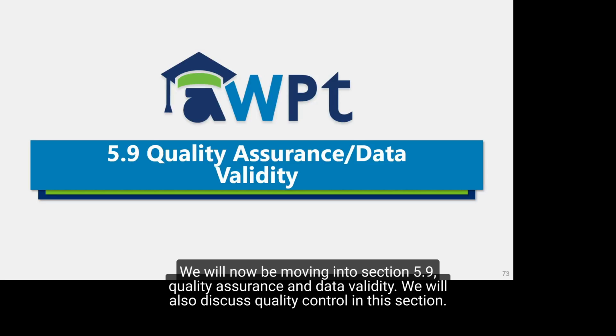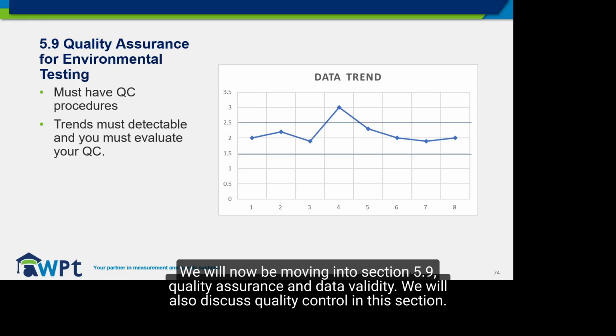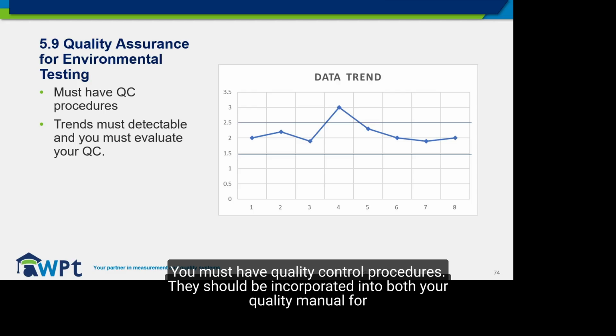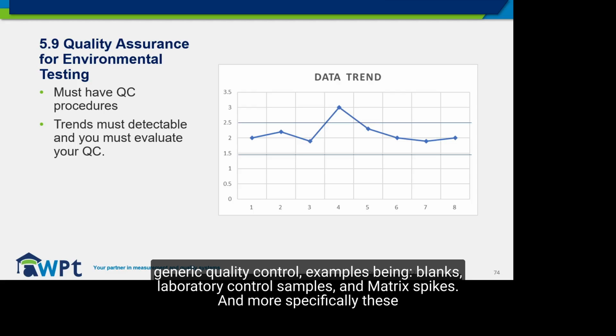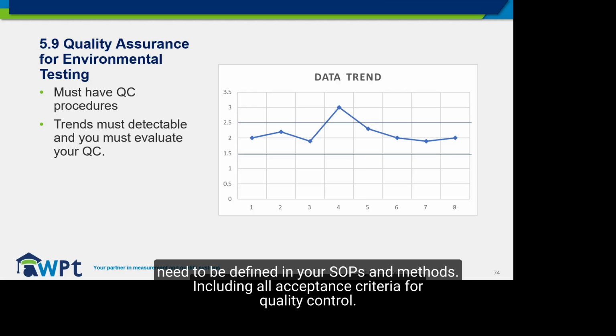We will now be moving into Section 5.9, Quality Assurance and Data Validity. We will also discuss quality control in this section. You must have quality control procedures. These should be incorporated into both your quality manual for generic quality control, examples being blanks, laboratory control samples, and matrix spikes. And more specifically, these need to be defined in your SOPs and methods, including all acceptance criteria for quality control.